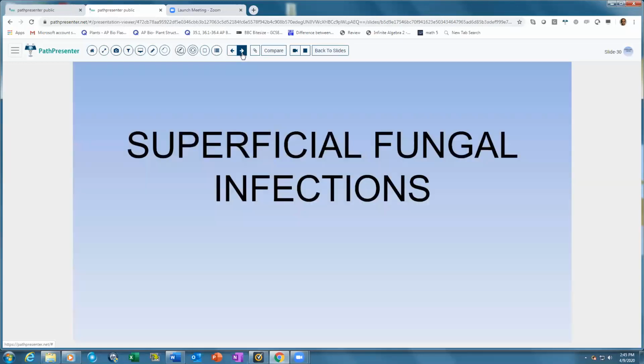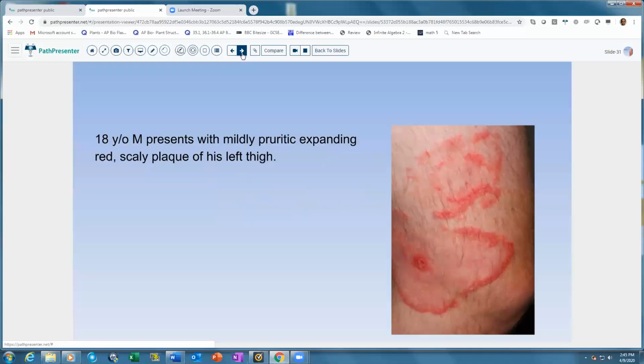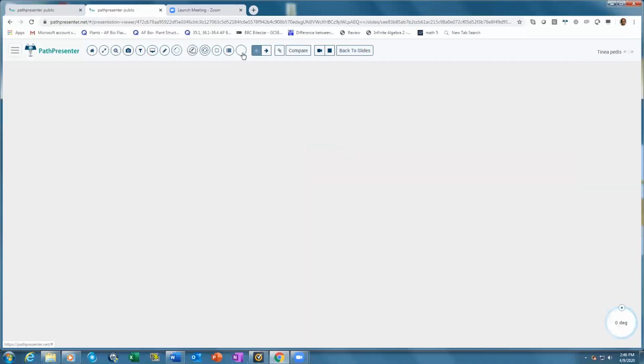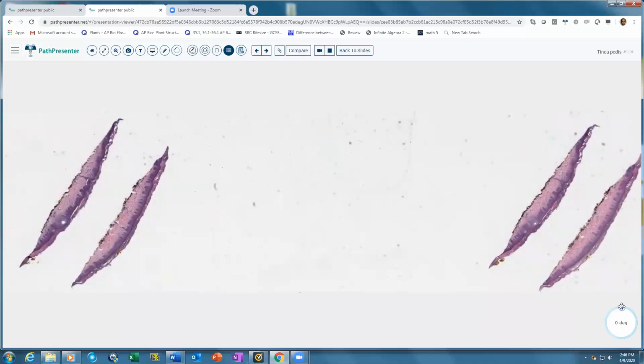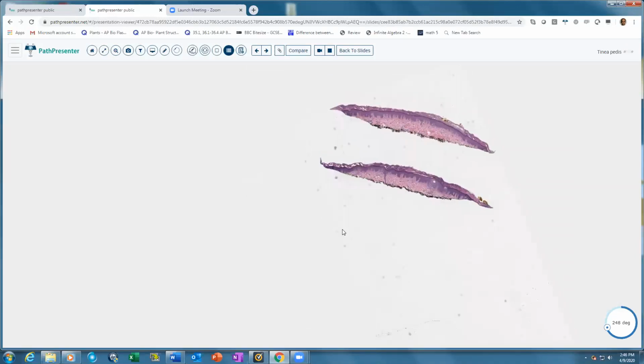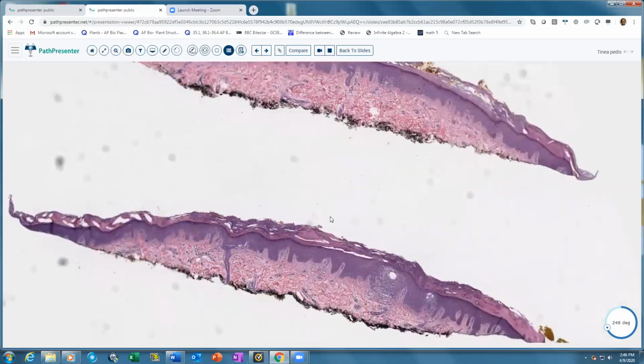So let's start with the superficial fungal infections. So here's a nice clinical example of an 18-year-old male that presented with mildly pruritic, expanding, red, scaly plaques of his left thigh. So you can see the nice annular lesions that are here basically. So clinically it will always come in as rule out fungal infection. So here's the slide that we see here. So normally we would need the PAS stain to look for fungal infection. So we should always do the PAS.